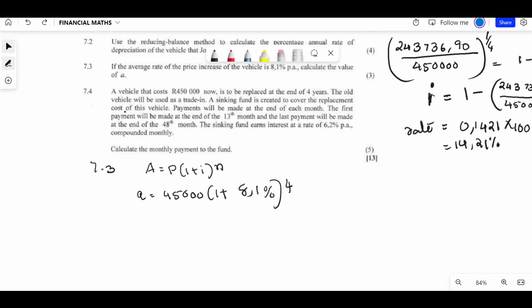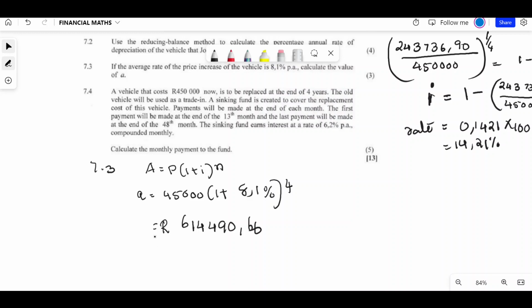So A and 4 come from there. Therefore, now it's just a matter of putting this as it is in the calculator. So when you put this in the calculator, you will get 614,490.66. That is the final answer for 7.3. Okay, that was a direct question.